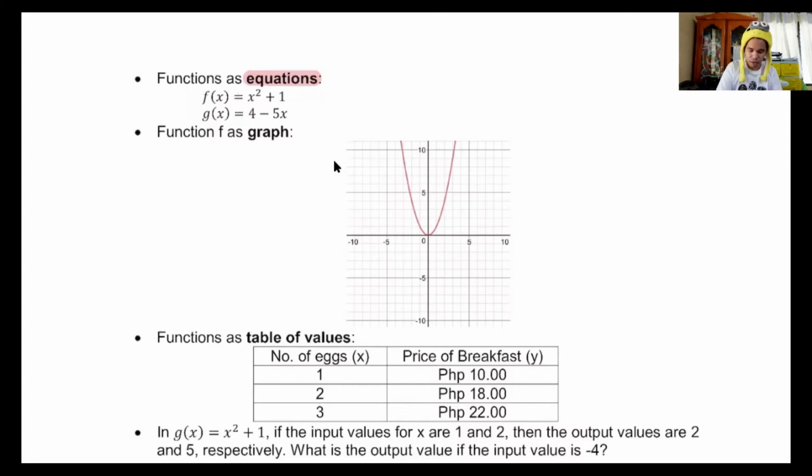Next, function as a graph. Okay, for every equation or every function, there is a corresponding graph. And if you are already very good at it, by just looking at the graph, you will know whether it is a function or not.